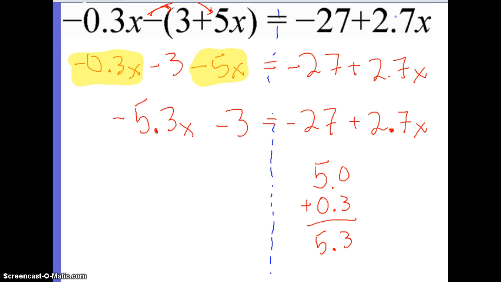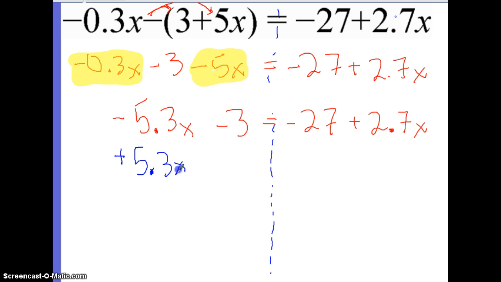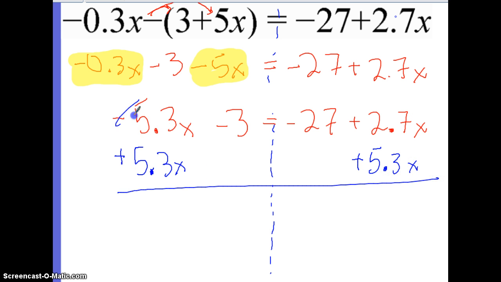Now, there is no rule for what to do next. I could move the 3 if I wanted to. It's just a bad idea to do that. I'm going to move the x from one side to the other, so it makes sense to move this x to that side. You're perfectly okay to add 5.3x. Actually, I'm going to do that, yeah. My reasoning is that I would like my x to be positive at the end because I don't like dividing by negatives, but it's entirely up to you. 5.3x, big long line, cancel your opposites, negative 3 equals negative 27.